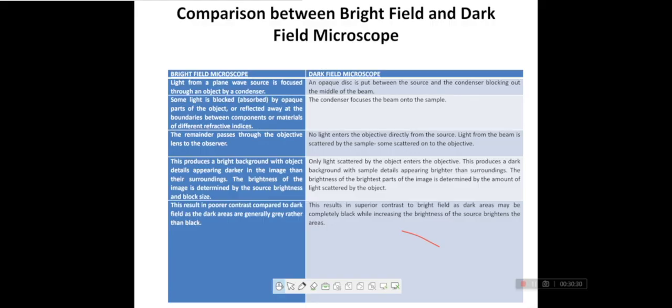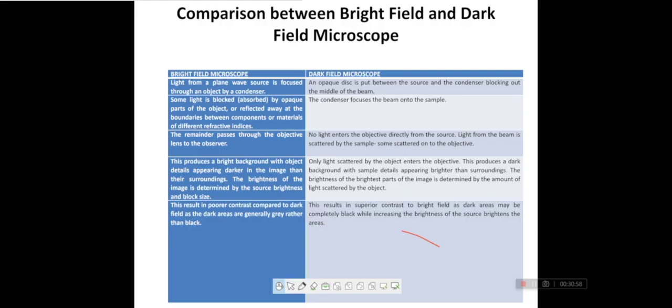In dark field microscopy, only light scattered by the object enters the objective. This produces a dark background with sample details appearing brighter than the surroundings. The brightness of the brightest part of the image is determined by the amount of light scattered by the object.